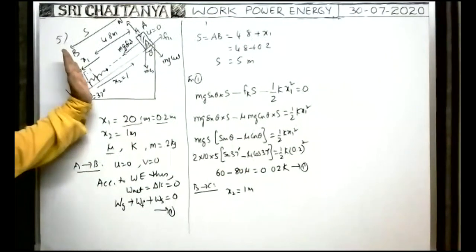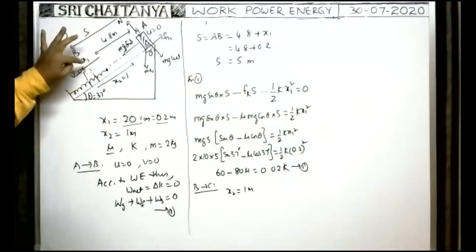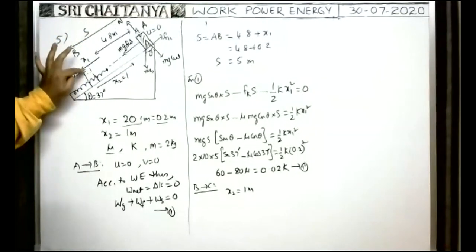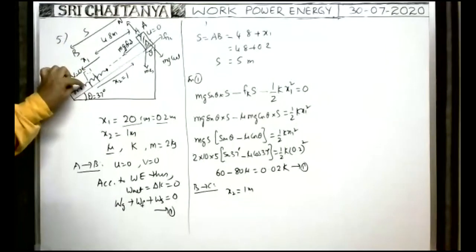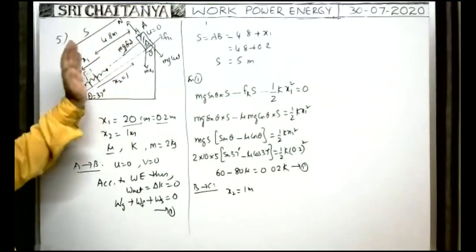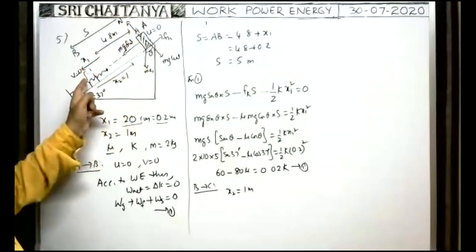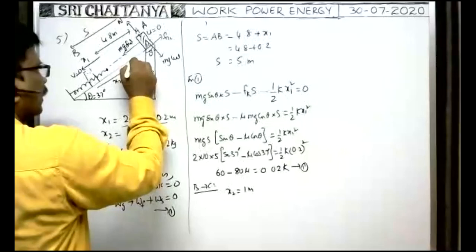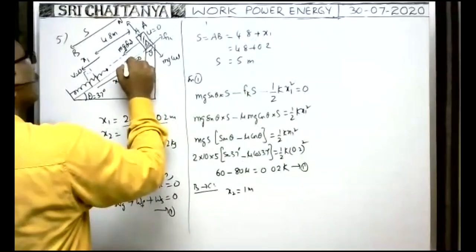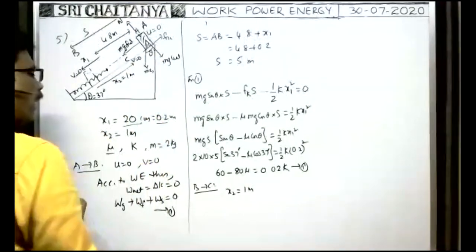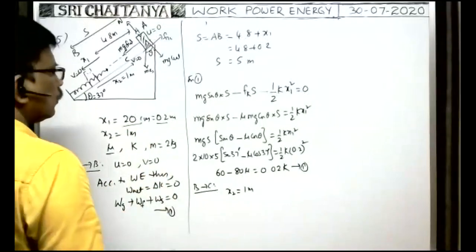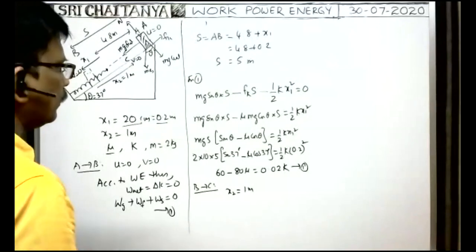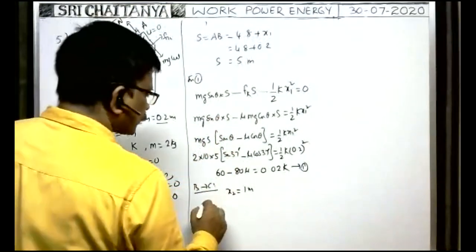Whenever the block comes to rest, at that time the spring is compressed by a length equal to x1. Immediately the spring force developed in the spring pushes the block in the backward direction. So the block rebounds back, travels a distance x2 equal to 1 meter, and then comes to rest at this point, say C. At point C, the block comes to rest. So from B to C, again you apply the conservation of energy. You can apply the work energy theorem.